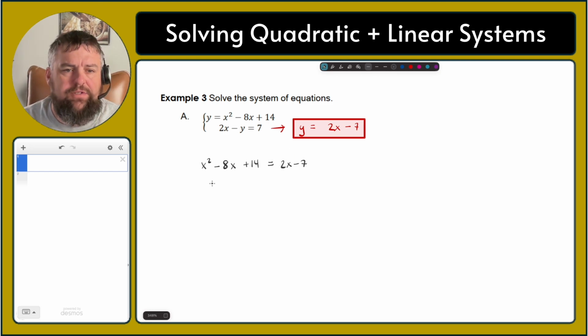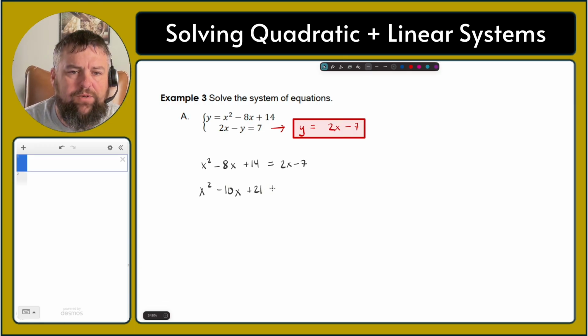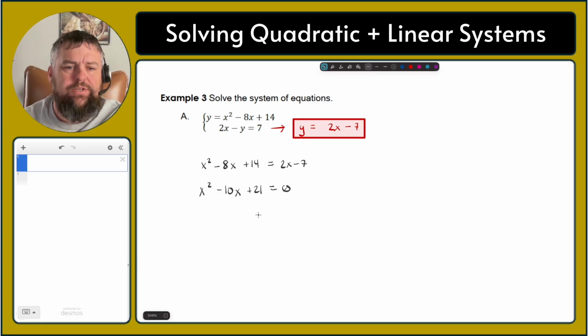Okay, so now solving, this is kind of like what I did for example 1 of solving by graphing. So I'm going to subtract 2x, so I'm going to get x squared minus 10x. I'm going to add 7, so it'll be plus 21 equals 0. And then you use any method of your choice.